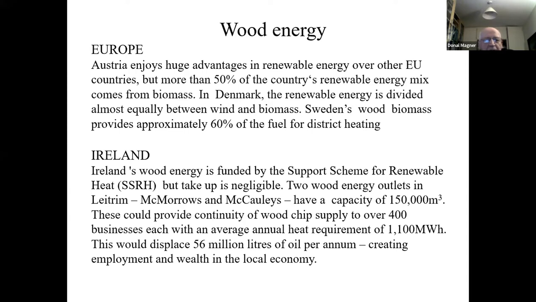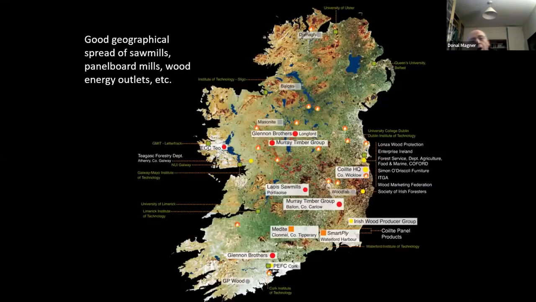I was up in Leitrim recently, and McMorrow's and Macaulay's are two energy plants. They have capacity for 150,000 cubic meters, which is just a small fraction of the total market. And yet they could provide energy for 400 businesses, each with an average output of 1,100 megawatts. This would displace, in just that small industry up in Leitrim, 56 million liters of oil per annum, creating employment and wealth in the local economy, which oil doesn't do.